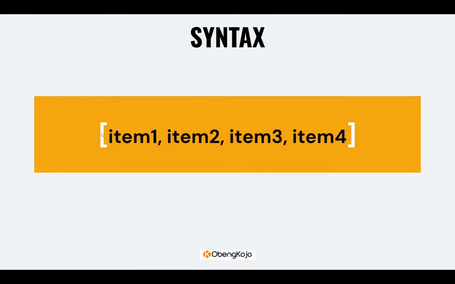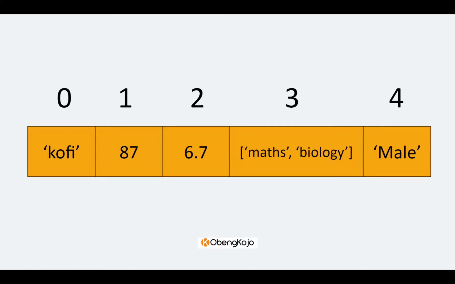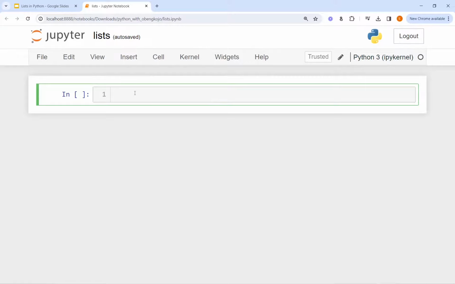So this is the basic syntax of a list. We create a list by opening a square bracket, and then we close it with a square bracket. Then we place in our objects or items, and we separate each item with a comma. Now let us jump right into Jupyter Notebooks to really explore this concept. So let's go ahead and create a list.